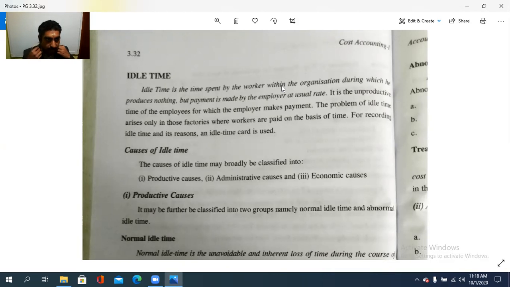So that is why I said the employee is doing nothing, but the employer needs to pay. That is the time spent by each and every worker within the organization during which he produces nothing. No productivity at that time. So it is the unproductive time of the employees for which the employer makes the payment. The problem of idle time arises only in those factories where workers are paid on the basis of time.